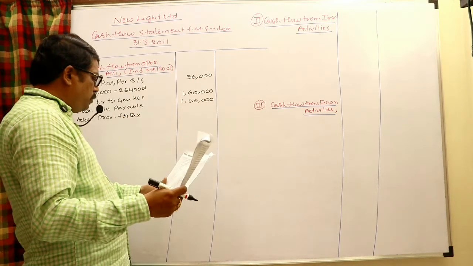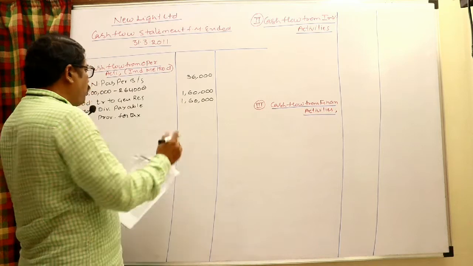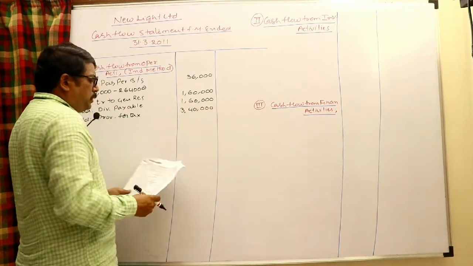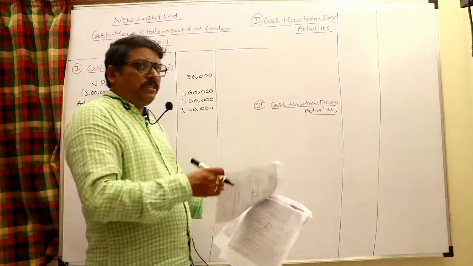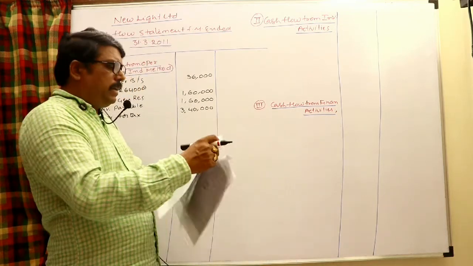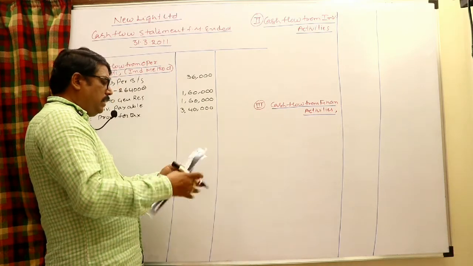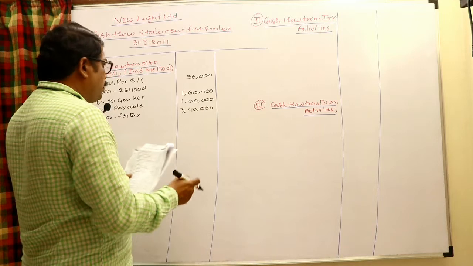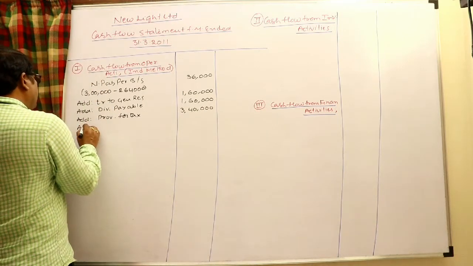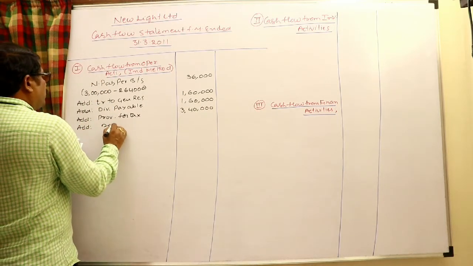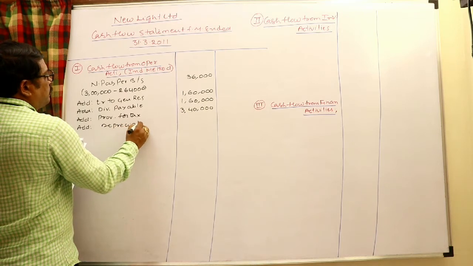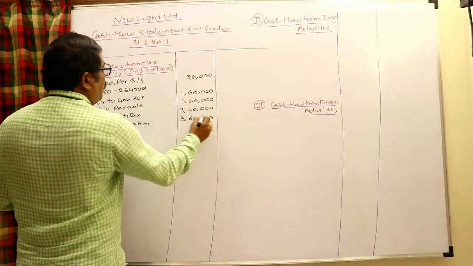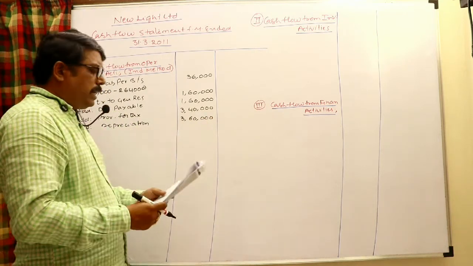Add provision for tax. How much provision for tax is made? 3,40,000. Last year's provision for tax is assumed as paid, and definitely it can be shown as an operating activity. Yes. Then depreciation written off through P&L, 3,60,000, should be added back. Non-cash items. Depreciation on fixed assets, 3,60,000, which will reduce your profit, but which will not reduce your cash.